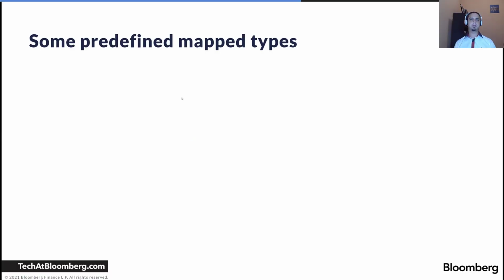So let's shift gears a little bit, and let's look at some types that are defined in the TypeScript standard library. And all of these are going to be mapped types, and we're going to see exactly what that means in a second. But first, let's take them at face value and see exactly what they do.